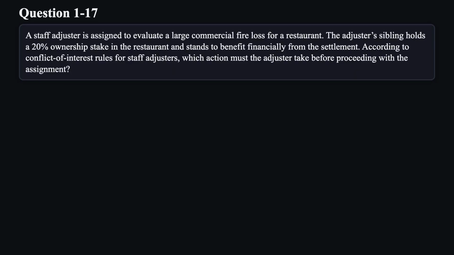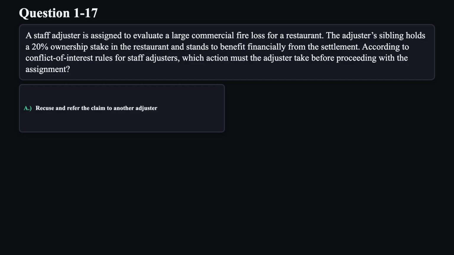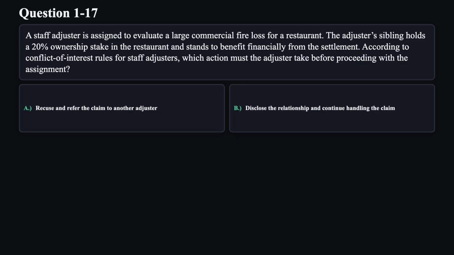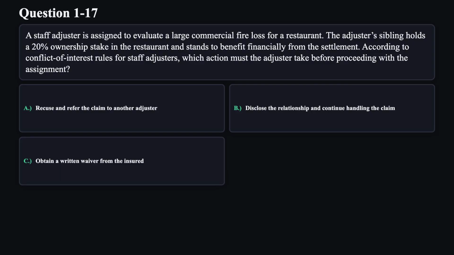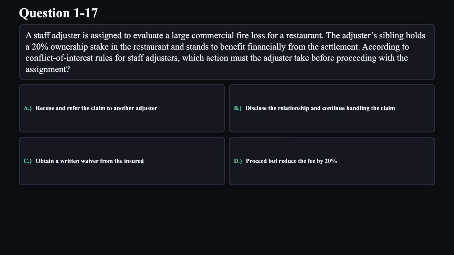Question 17. A staff adjuster is assigned to evaluate a large commercial fire loss for a restaurant. The adjuster's sibling holds a 20% ownership stake in the restaurant and stands to benefit financially from the settlement. According to conflict of interest rules for staff adjusters, which action must the adjuster take before proceeding with the assignment? A. Recuse and refer the claim to another adjuster. B. Disclose the relationship and continue handling the claim. C. Obtain a written waiver from the insurer. D. Proceed but reduce the fee by 20%.